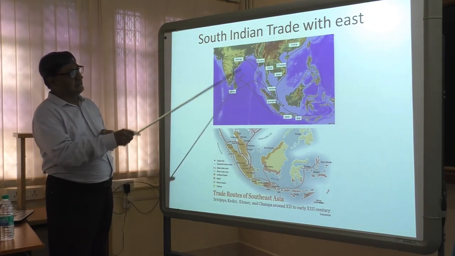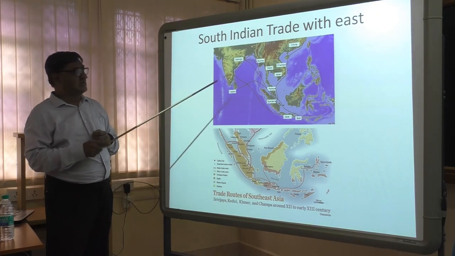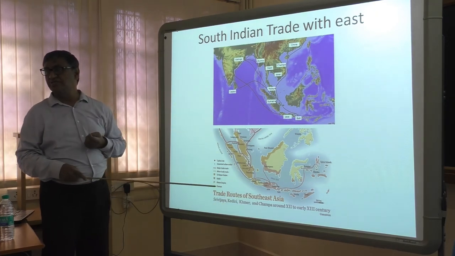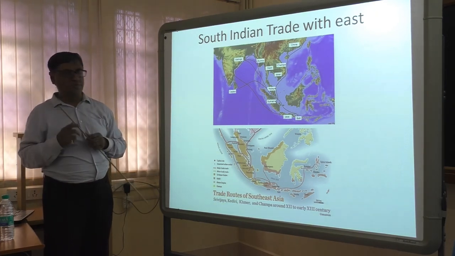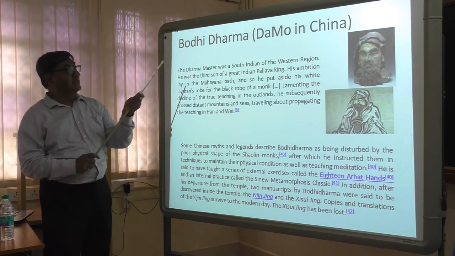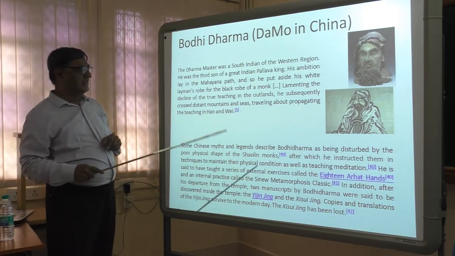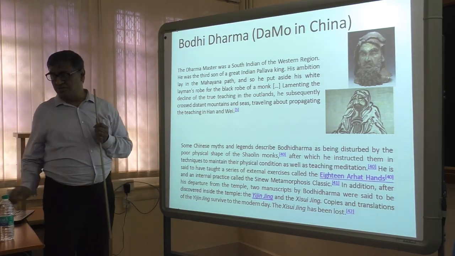Then in the later period, the trade with the eastern side picked up quite a bit. It was not only trade, even culturally a lot of things were there. So even today, if you go to a place like Bangkok, for example, this is from Bodhidharma who went to China for spreading Buddhism and so on. Many Buddhist monks started going to the east.